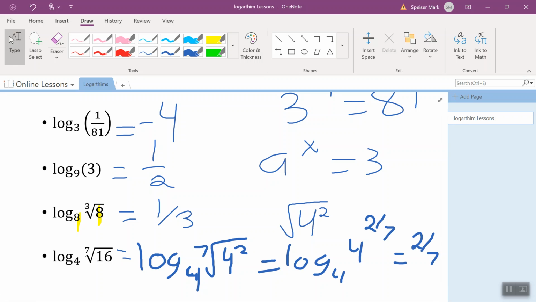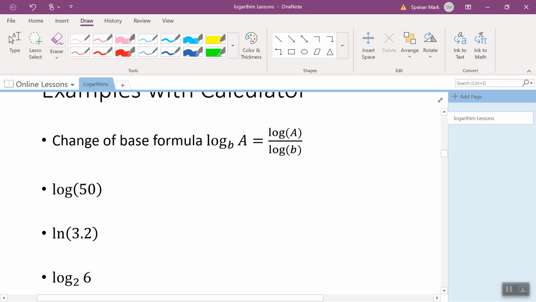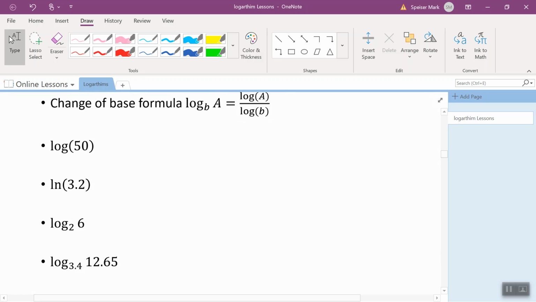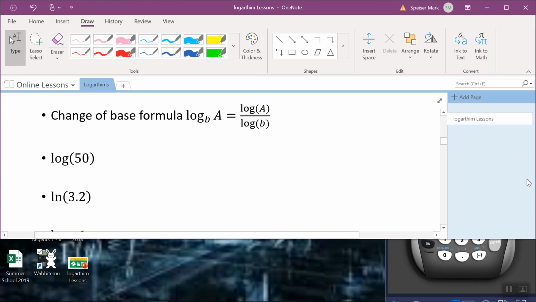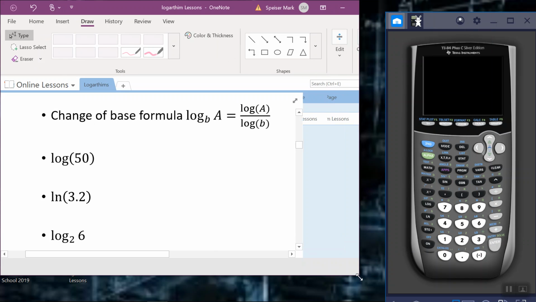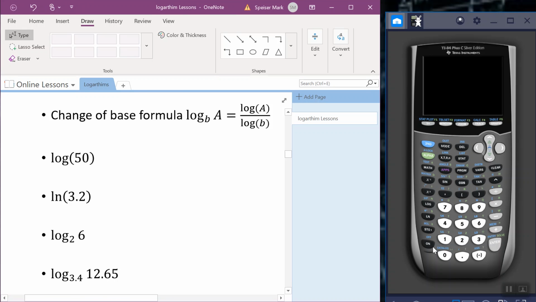Okay? On to some questions that would require a calculator. Based on your model of the calculator, it matters how you input a log. For most calculators, you'll need the change of base formula. Log base b of a equals log of a divided by log of b. Let's do these problems in order. Let's pull up our calculator. The first one, log of 50.